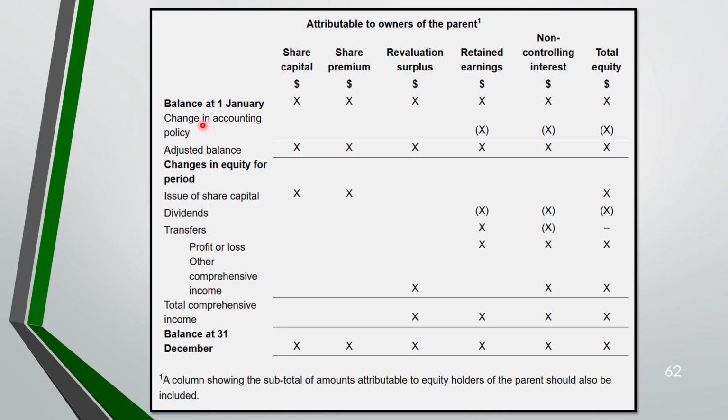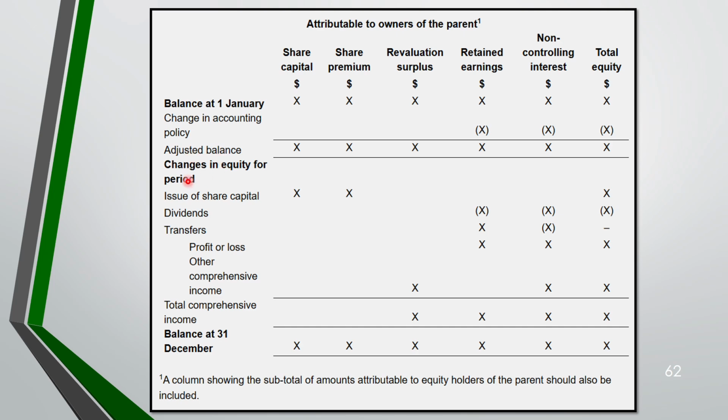So we start with the changes in accounting policy. Of course, the opening balances will be given to you in the question if you are ever told to present a statement of changes in equity. And then any changes in accounting policy can have an effect on your retained earnings, NCI, and hence total equity. And you write your adjusted balance.